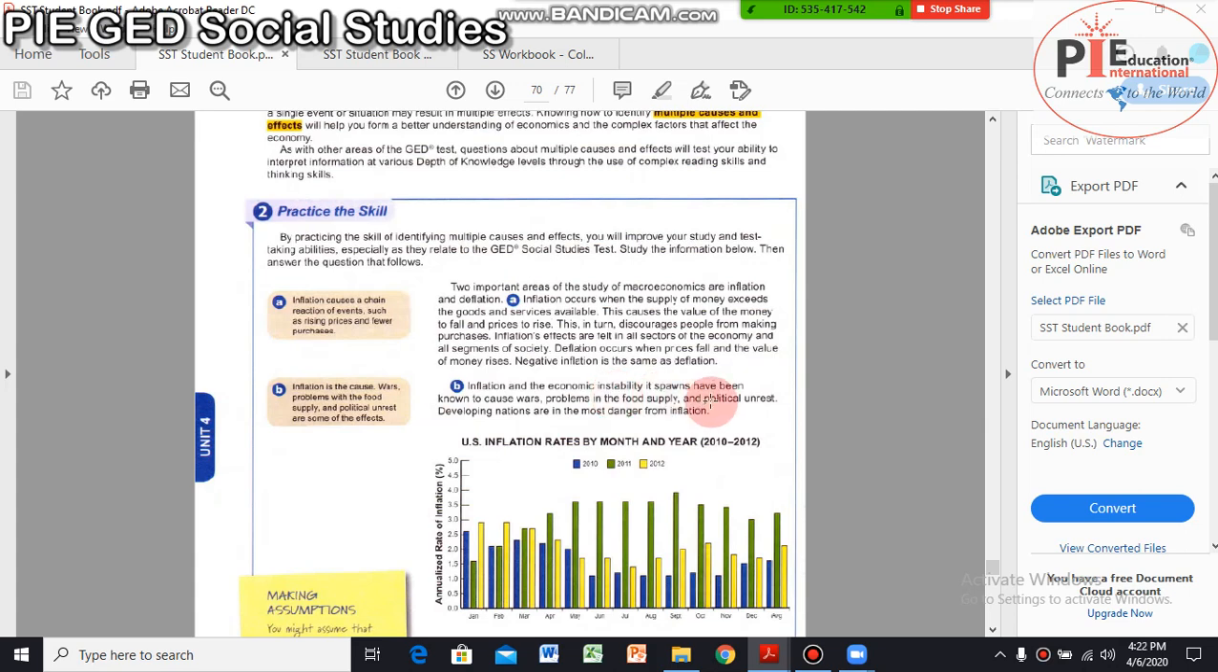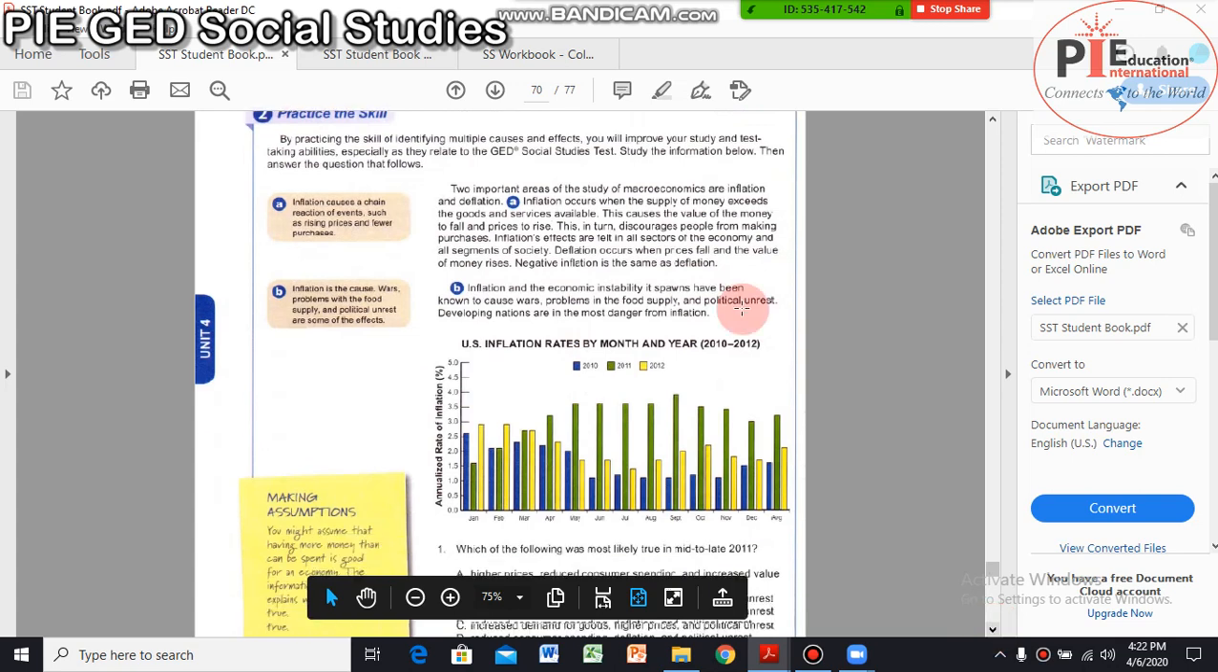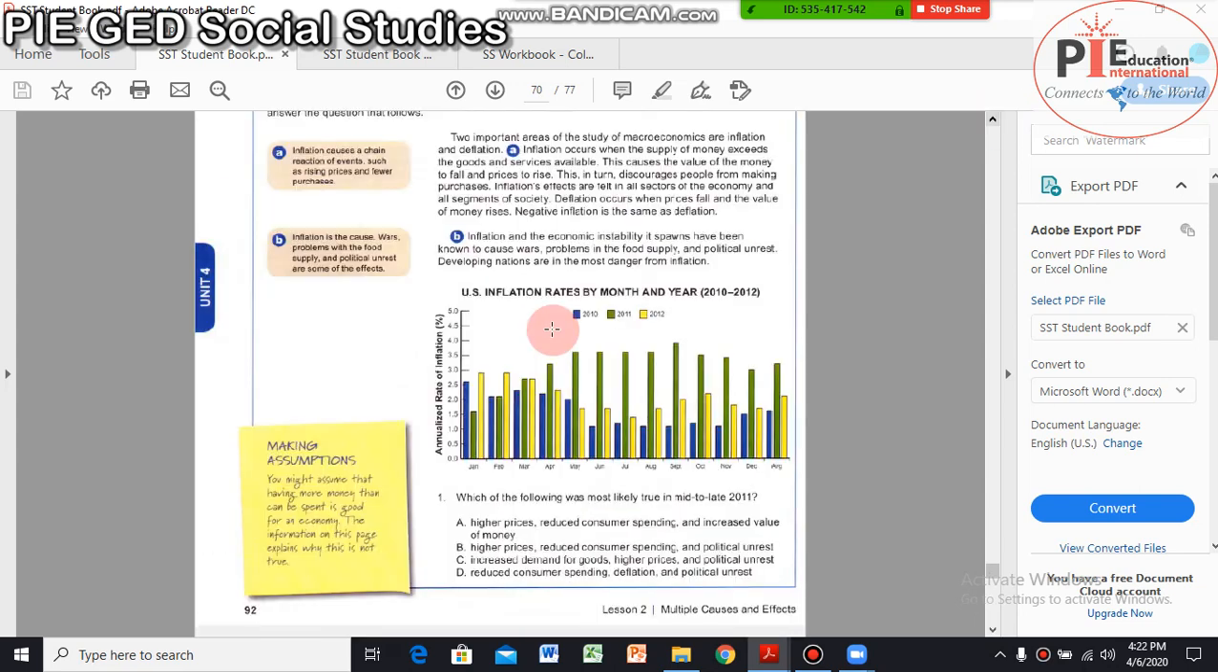Okay. So inflation and the economic instability have been known to cause wars, food supply problems, and unrest. Developing nations are most injured from inflation. Okay, now let's look at this chart. It's about the U.S. inflation rate by month from 2010 to 2012.